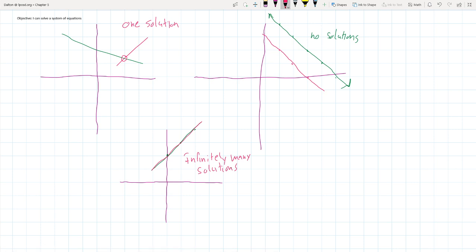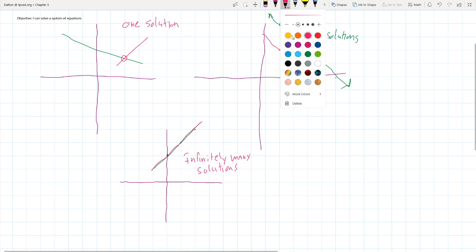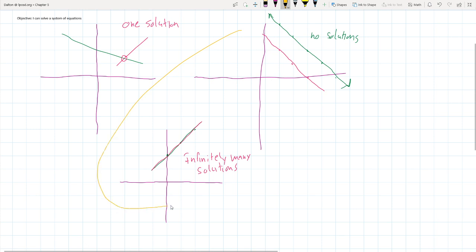So that's important to know in this, simply because for both of these, the way that we can kind of tell is they need to have the same slope. Same slope. And the only difference is this one has a different intercept, and this one has the same intercept. That's the difference between those two.